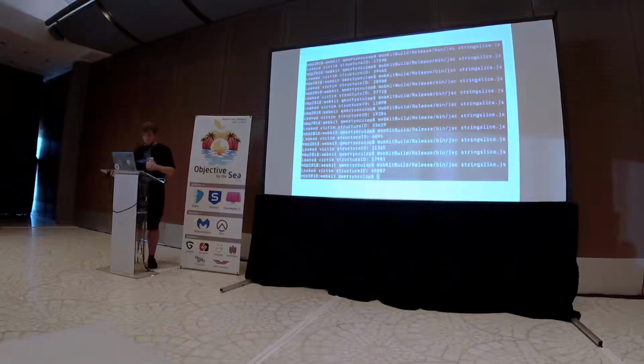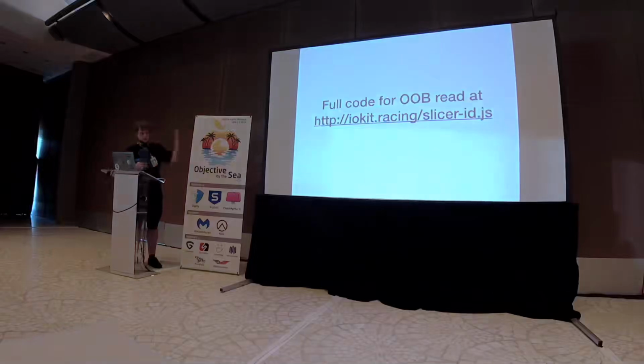And this is the result running it on a recent WebKit build. The bug is end-day, so it wouldn't work on the very latest version. But you can see that across different runs, the result is always different. And if you try to run this on an older JavaScript version, all those will be identical every single time. And that's the randomization going on here. And you can actually find the full code for the out-of-bounds read implementation at this URL here.